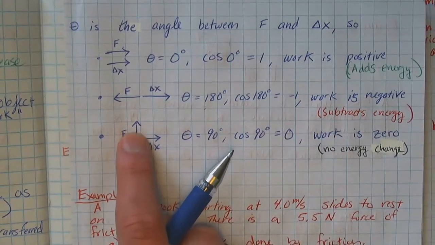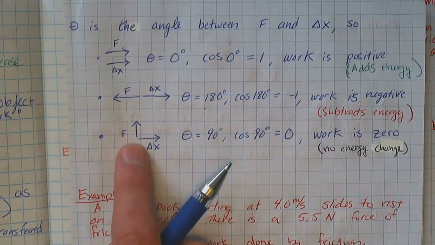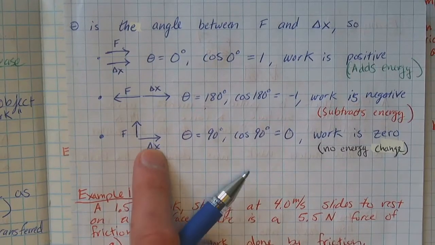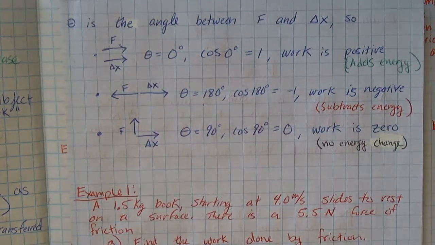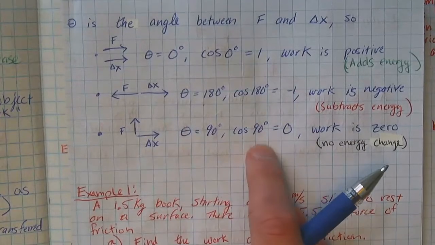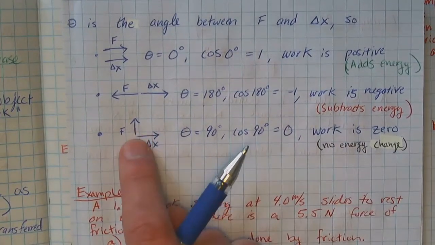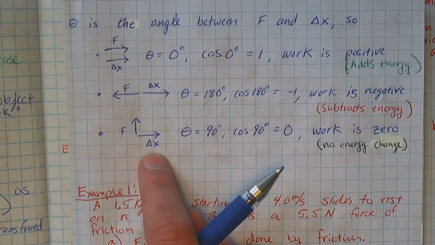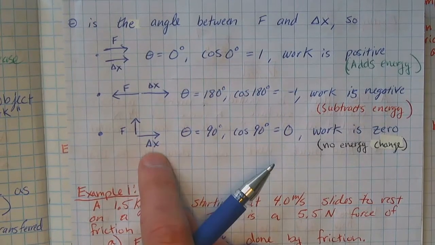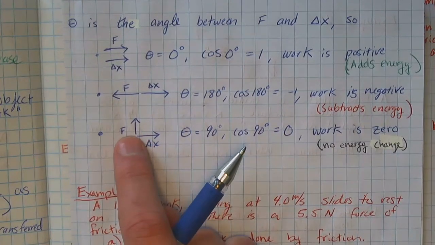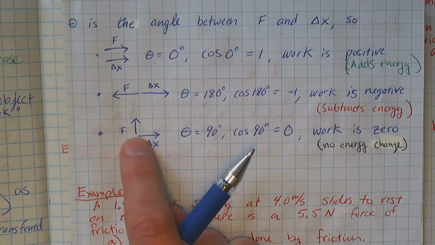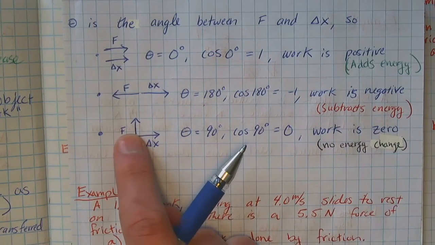Lastly, we have this force where maybe the force is straight up, but then the displacement is to the right. In that case, theta is 90 degrees. Cosine of 90 degrees is 0, so the work is 0. And that's because this force is not contributing to your delta x. This delta x is happening regardless of that force. So that force is not increasing or decreasing the energy.